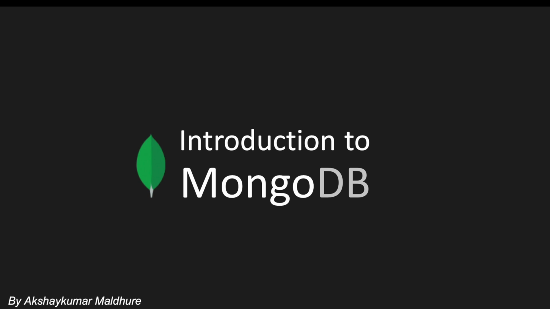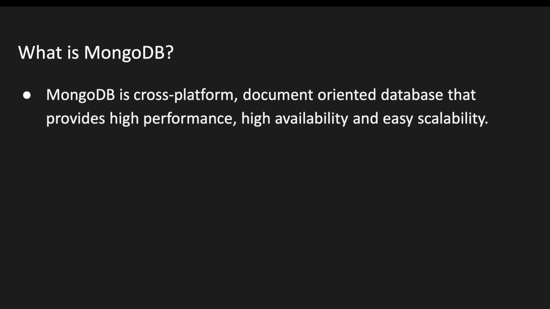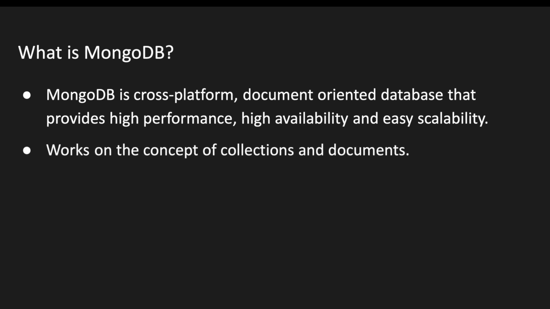This is Akshay Kumar Maldure, and in today's video we are going to learn what is MongoDB and what are its features. So let's start. So let's see what is MongoDB. MongoDB is a cross-platform, meaning platform independent or multi-platform supported software. It is a document-oriented database, meaning every record which is stored in MongoDB is considered as a document, that provides high performance, high availability, and easy scalability. It works on the concept of collections and documents.